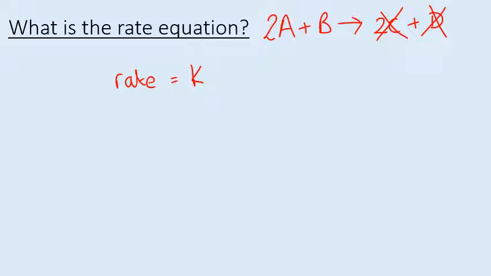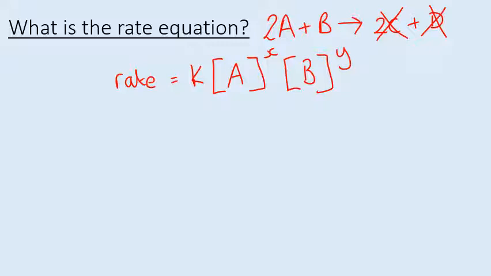So the rate equation is going to be equal to a rate constant K, and this rate constant K is specific to this reaction that I'm doing here. So the rate equals K multiplied by the concentration of A to the power of X multiplied by the concentration of B to the power of Y. Now notice these X and Y's, they don't appear anywhere in the chemical equation, and that's correct.